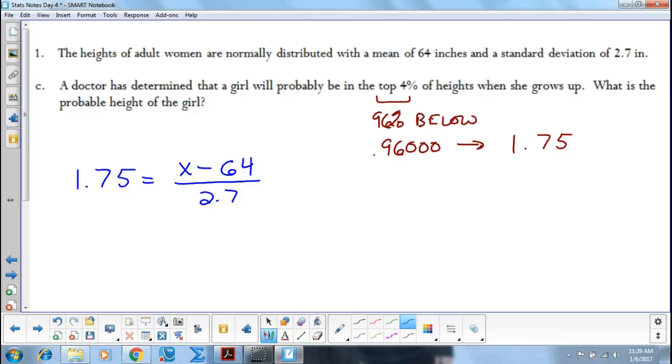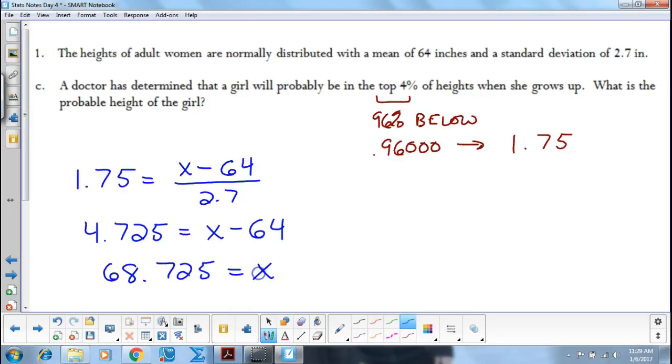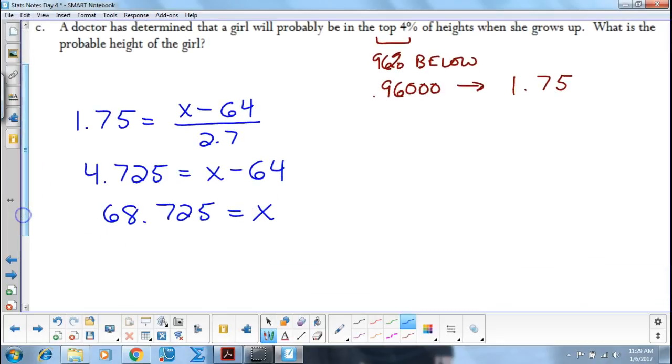Times 2.7 gets me 4.725. Add 64 gets me 68.725 inches. So she is going to be just over 5 foot 8.